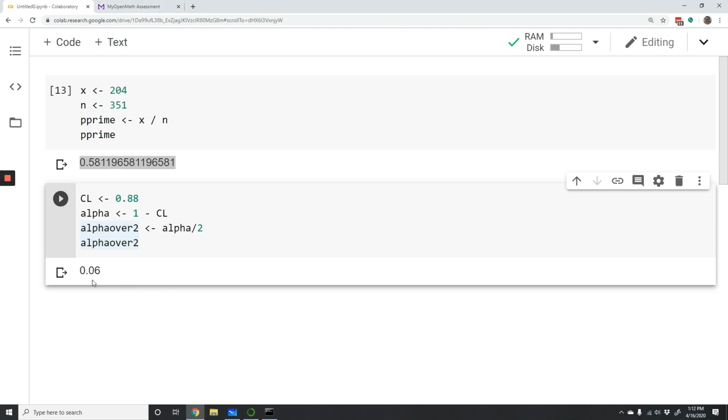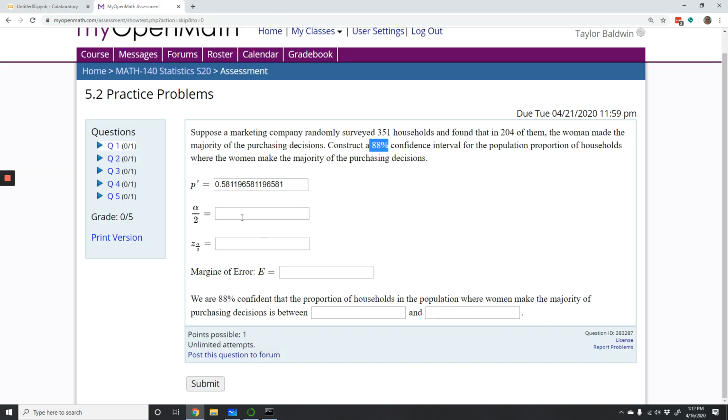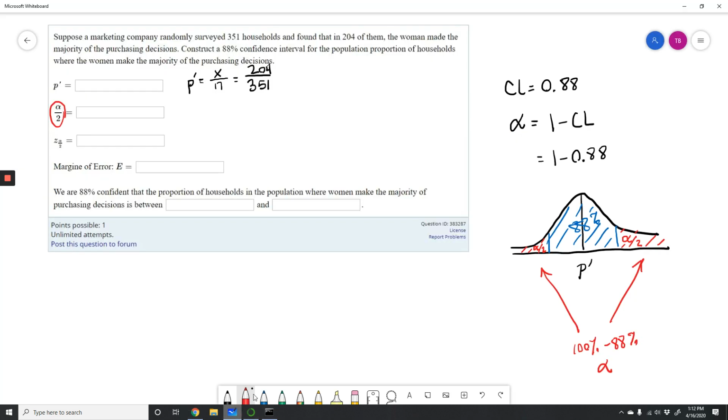Okay, so let's put that in right here. Alpha over 2. So that means graphically that there's an area of 0.06 in this tail. There's an area of 0.06 in this tail.